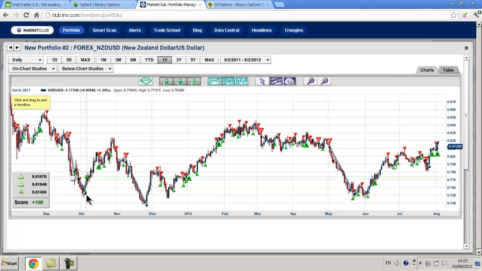It has to be the monthly triangle sets the trend, then the weekly has to be in the same direction as that, and the daily also has to be in the same direction as the weekly and the monthly. As simple as that, whether it's up or down.